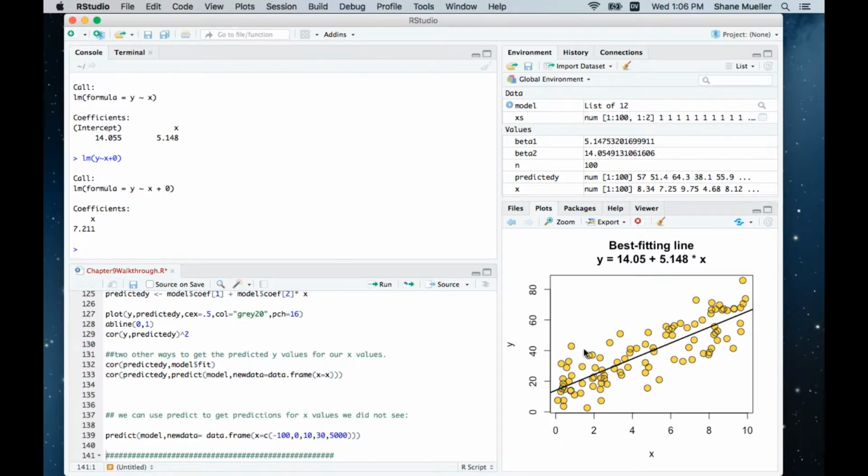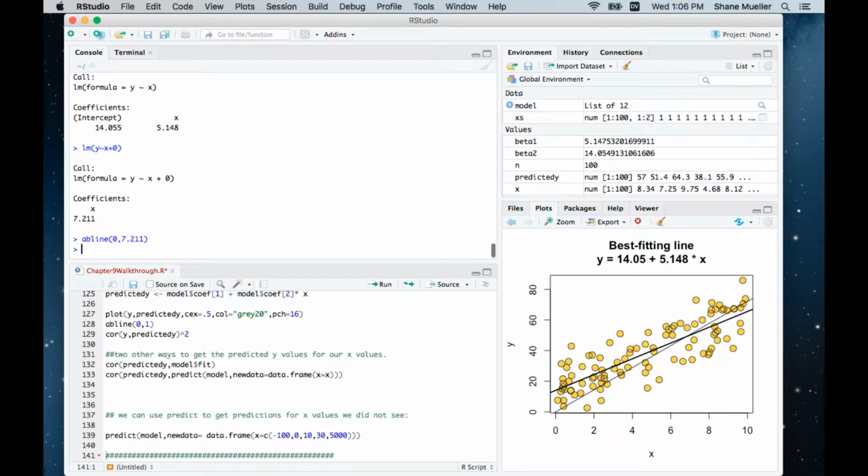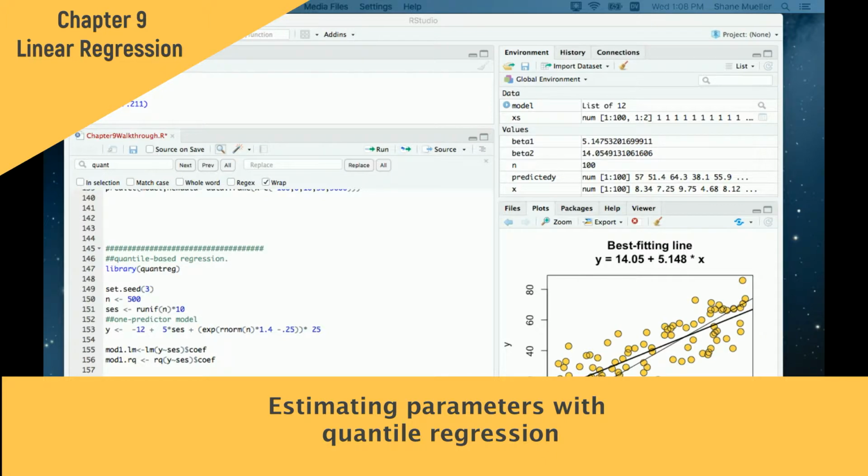And I guess if we plotted this on here, we could do abline 0, 7.211, and that's the best fit line that forces the predictor to go through 0. All right, next I want to look at an alternate for estimating these parameters.